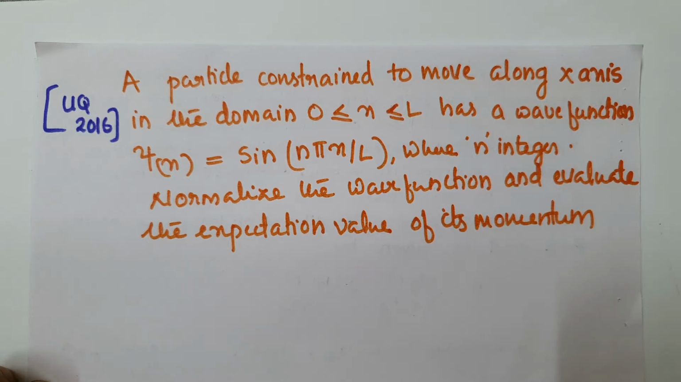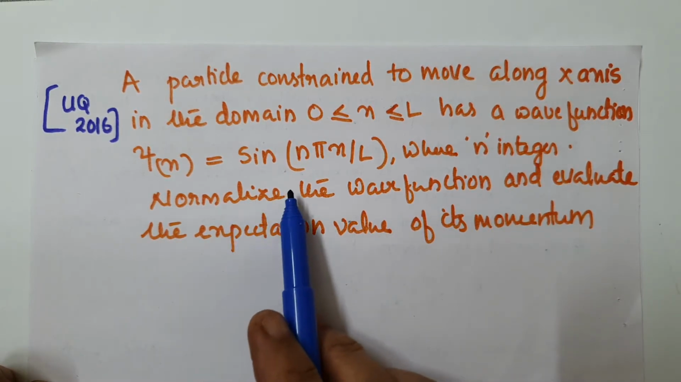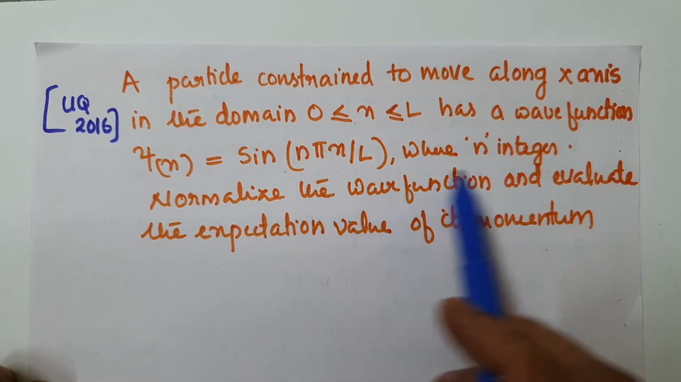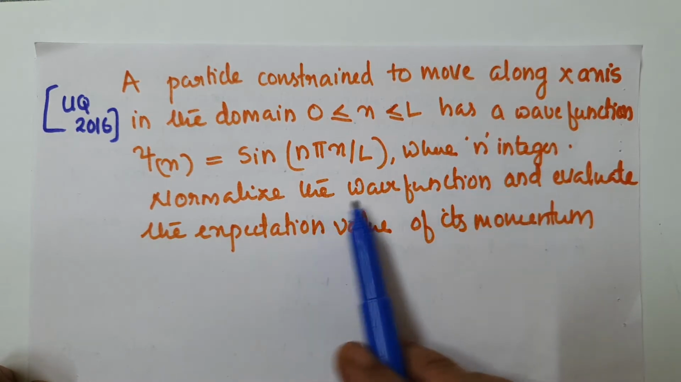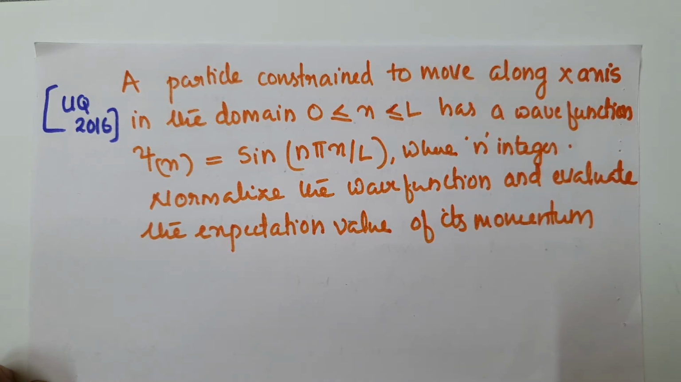A particle constrained to move along the x-axis in the domain x lies between 0 and L has a wave function psi x equal to sin(n pi x by L), where n is an integer. Normalize the wave function and evaluate the expectation value of its momentum.